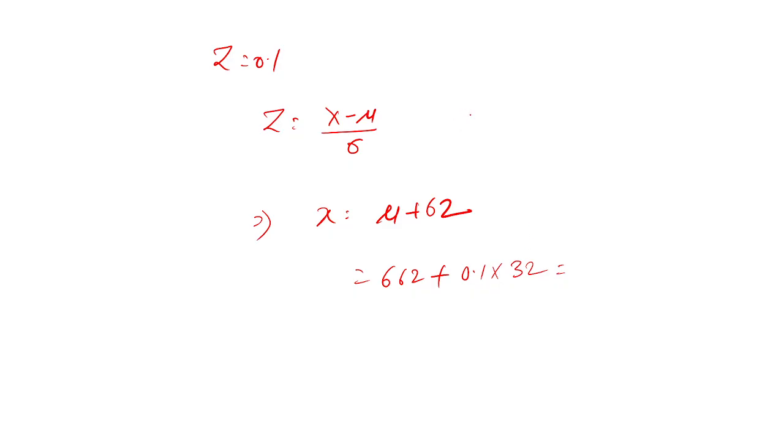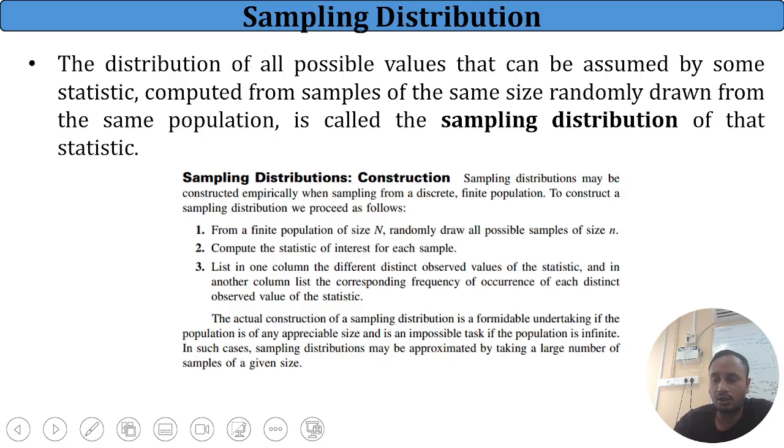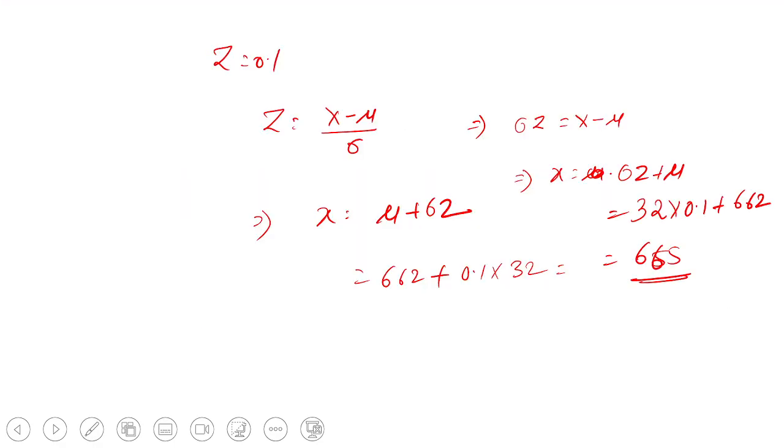I think somewhere I'm wrong. I think it's correct only. Tell me the answer. 650, no? 665. Okay, so now we have seen, I think till now, is it clear now?